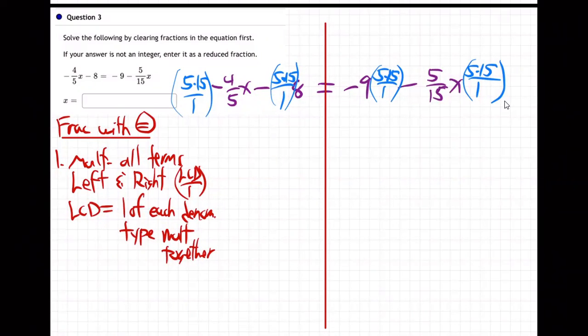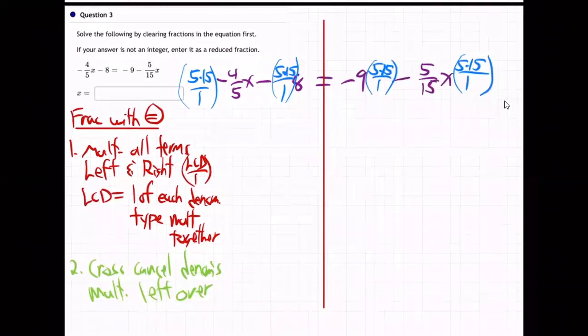All right. So here we go. What's step number 2? Cross cancel the denominators and multiply whatever is left over. So we're going to cross cancel. So I'm going to go 5 and 5. Cross cancel. What's left over? 15 and negative 4. That's what? You should calculate if you need to. Negative 60 and x. Don't forget the x.